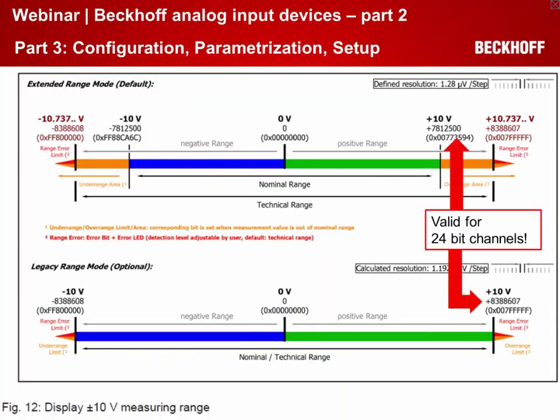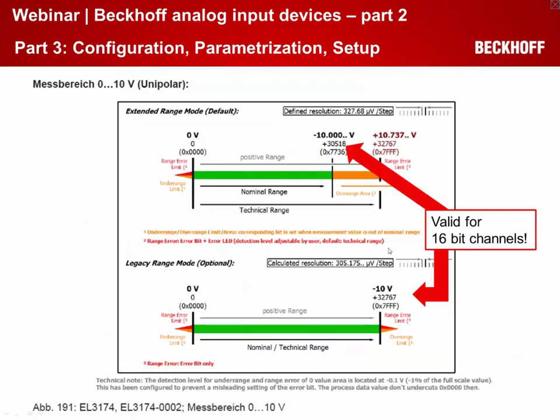7812500. 7812500 is a special number which is needed to calculate the integer number in the 10 volt area. So it is defined for 24 bit channels in the extended range mode, because this is the definition. So 7812500 is the defined value for 10 volt in that mode. That is other than in the legacy range mode, because there it is 8388607, or in hexadecimal 7FFFFF.